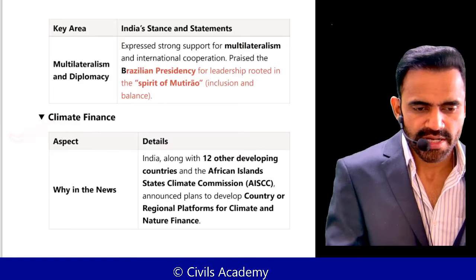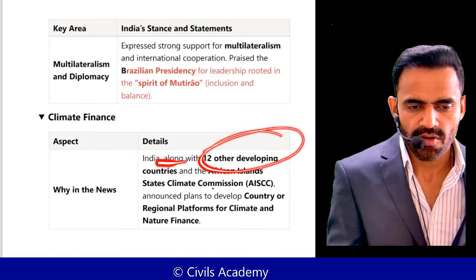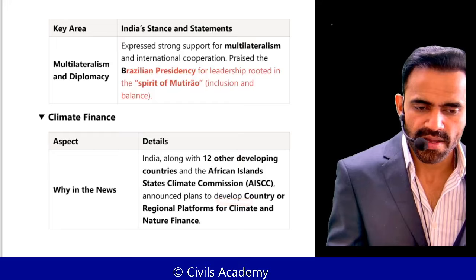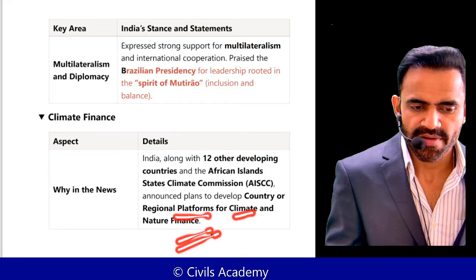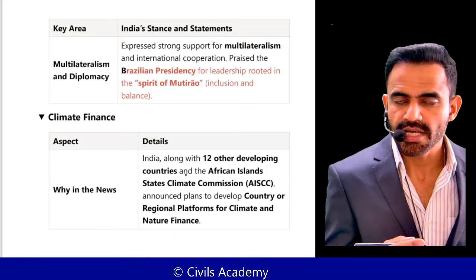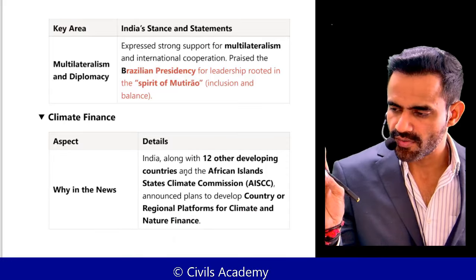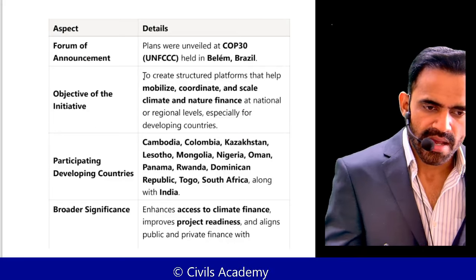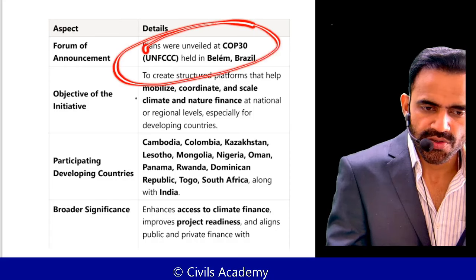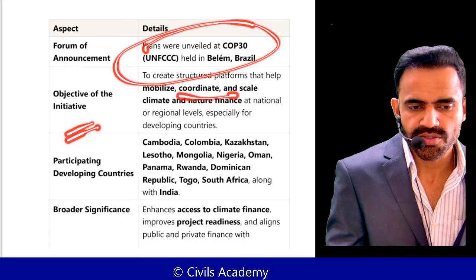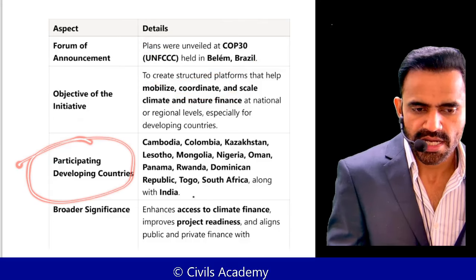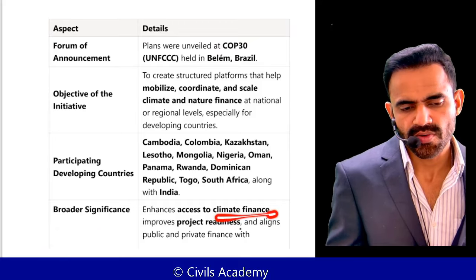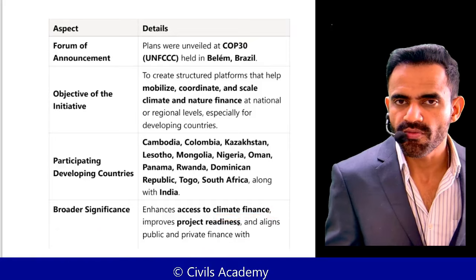Now, as far as climate finance is concerned, India, along with 12 other developing countries, announced a plan to develop a regional platform for climate finance and nature finance. See, developing countries are struggling to deal with climate change. They need technology and they need finance. Okay. Now, this was announced during COP30. The objective is to mobilize the resources. Developing countries are participating in this, including India. Okay. What is the broader significance? To arrange the financial resources so that these countries can cope with climate change.